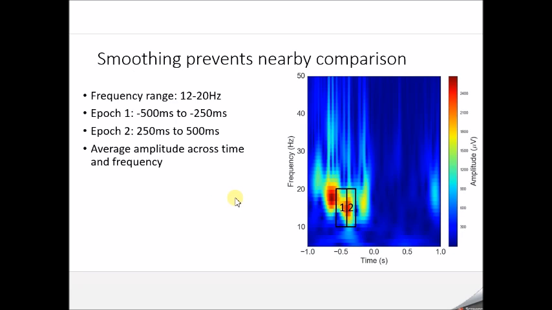So as I mentioned previously, this wavelet convolution method, since it's filtering, is smoothing the data, so it wouldn't really be accurate to test two epochs that are very close together or adjacent in time, because the same data is going to get smoothed out and be present in both epochs. So you have to be careful with filtering to make sure that your analysis methods make sense and you're not reusing the same data.